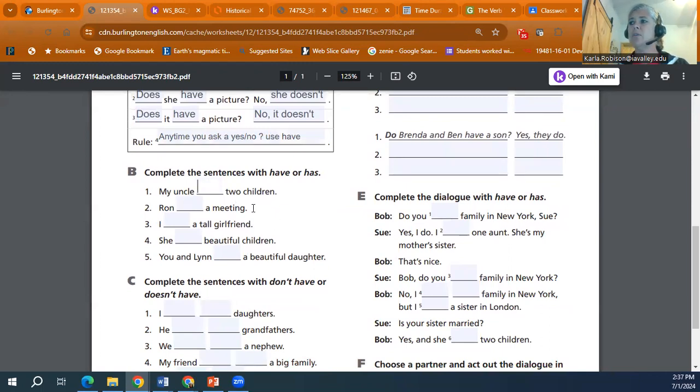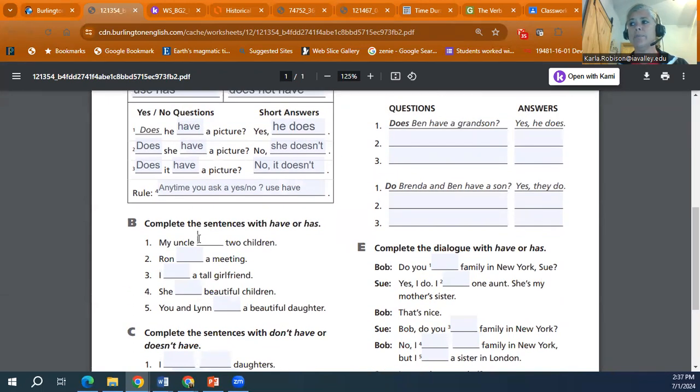So my uncle blank 2 children. Since I have just an uncle, and he obviously has it, it's going to be a positive. There's no negative in there. You're going to use has. My uncle has 2 children. Okay, Ron blank a meeting. So either Ron have a meeting or Ron has a meeting. Again, there's no not or negative in the sentence, so you're going to use has.